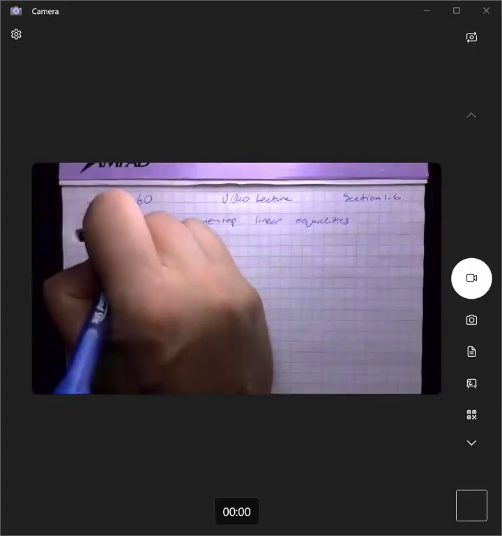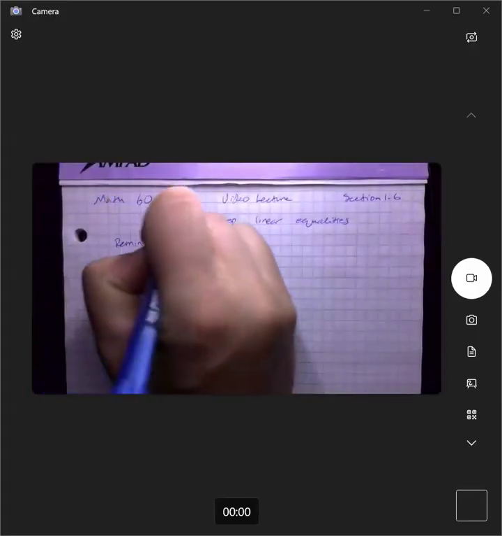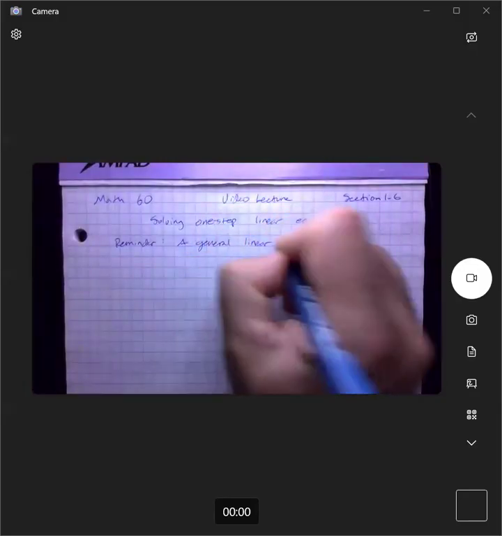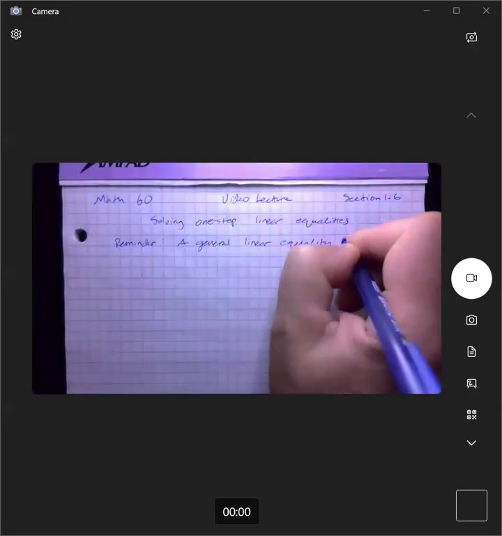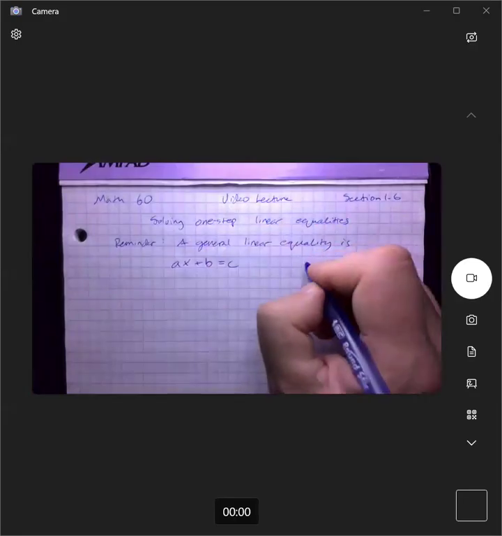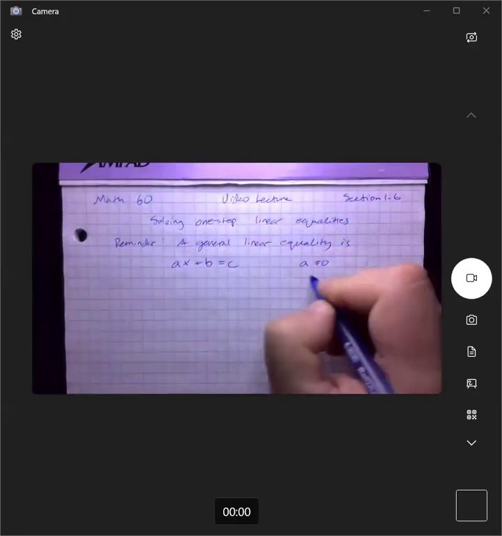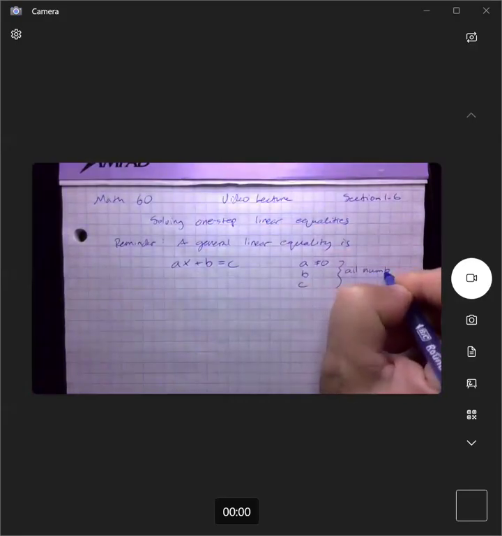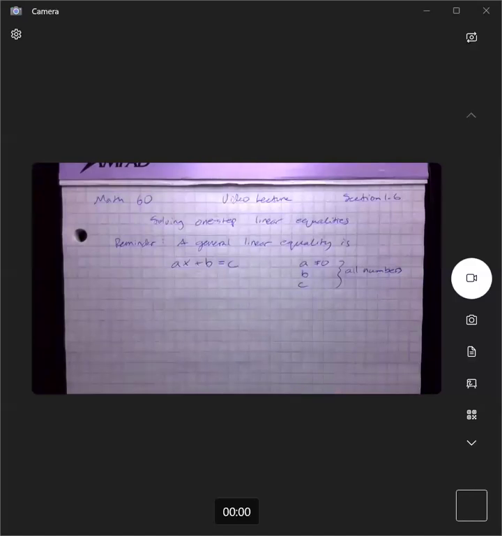So in the last video, we solved linear equations, or linear equalities, which, as a reminder, a general linear equality is a times x plus b equals c, where a is not 0, and these are all numbers. We know what numbers they are, but in the general equation, we'll leave them as letters to say that they could be any numbers.